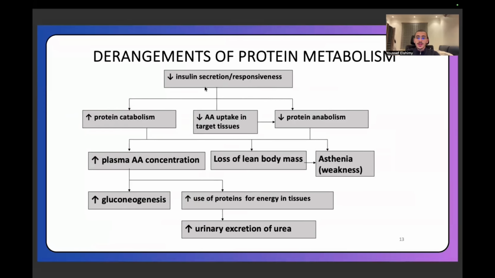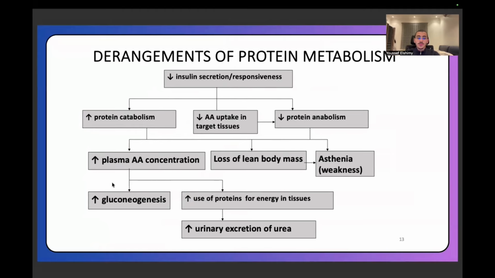We mentioned that insulin is an anabolic. So if there's no insulin, it means that there's increased protein catabolism. There's decreased amino acid uptake in target tissues, and there's decreased protein anabolism. This would lead to increased plasma amino acid concentration.